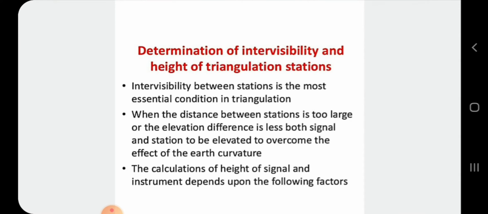The next topic is determination of intervisibility and height of triangulation stations. This is a different topic. After selecting our stations, we have to make sure that they are intervisible. If they are not intervisible, then we have to increase the height of the tower or whatever. So mathematically we can find it.